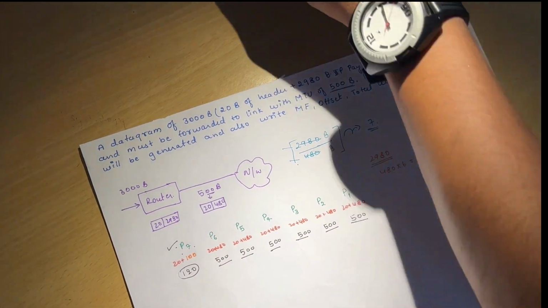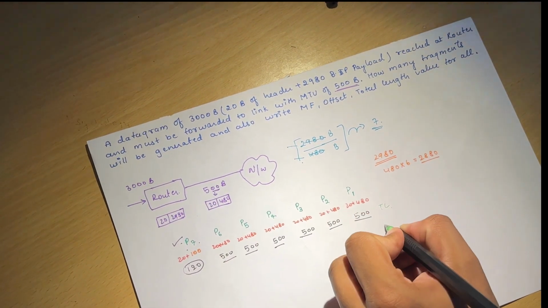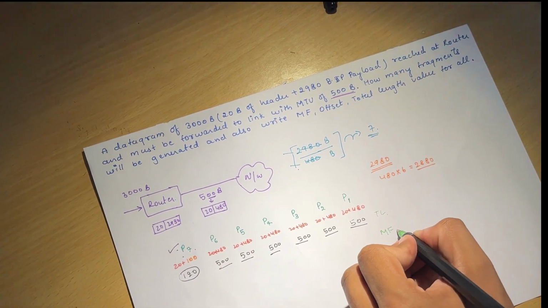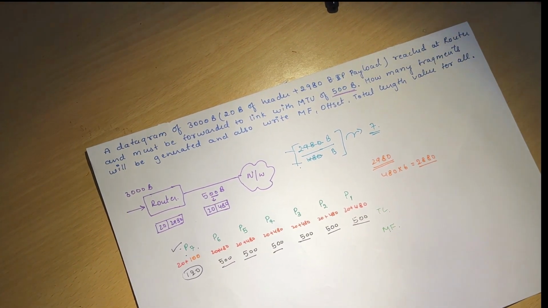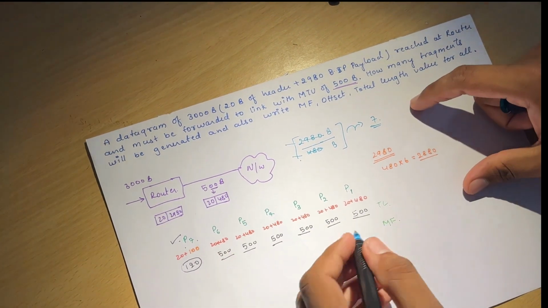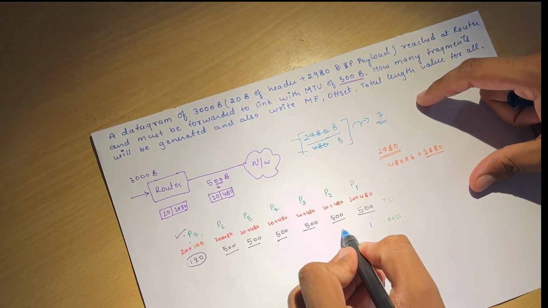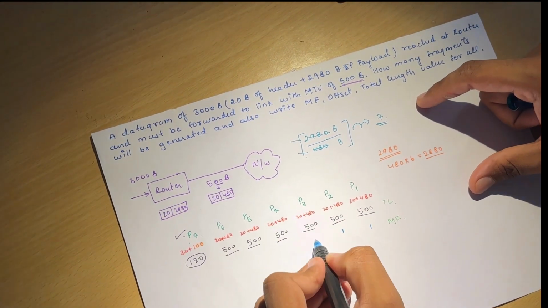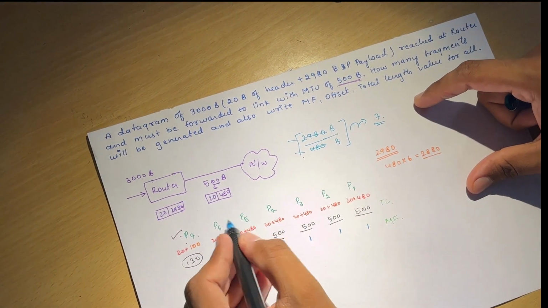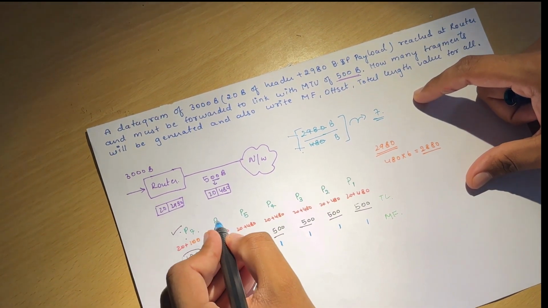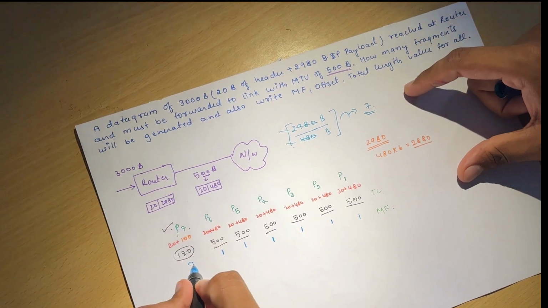This is total length. Now coming to more fragment. More fragment is nothing but whether there is a next packet transferred in the transmission of the data or not. So as we can see, after P1, P2 is transferred, so it will be 1. After P2, P3 is transferred, so it will be 1. After P3, P4 is transferred, so it will be 1. After P4, P5 is transferred, so it will be 1. After P5, P6 is transferred, so it will be 1. After P6, P7 is transferred, so it will be 1. But after P7, nothing is transferred, so it will be 0.